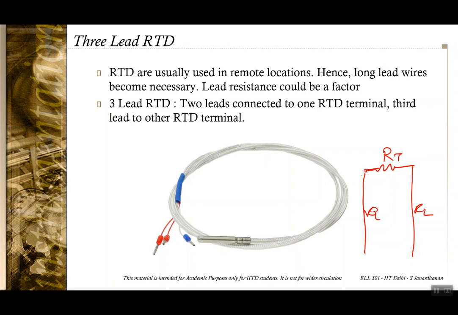Typically you have RTDs which can be either 3 lead RTDs or 4 lead RTDs. In case of a 3 lead RTD, you have 3 leads, all of the same length and of the same material, so the resistance of all the 3 leads is going to be the same. 2 of those leads are connected to one side of the RTD and the third one is connected to the other side of the RTD. As can be seen here, these 2 are connected to one side and this is connected to the other side of the RTD.